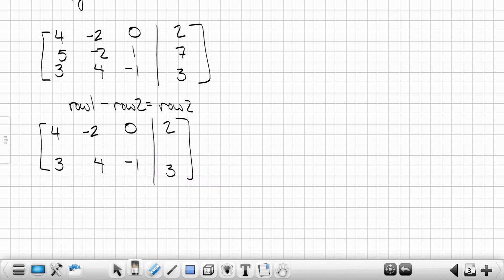So row 1 minus row 2. 4 minus 5 is negative 2 minus negative 2. Negative 4. That's what I said. Wait, negative 2 minus negative 2? Oh yeah, wouldn't it be positive 4? He's right.